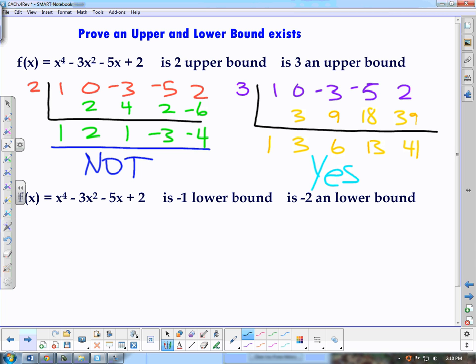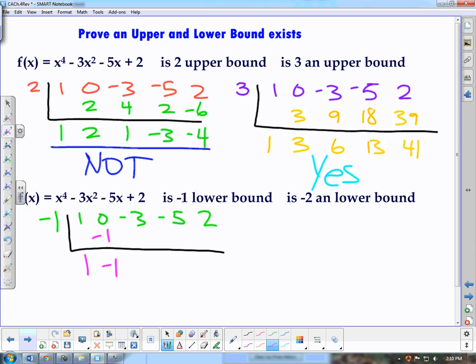Proving a lower bound, the value on the outside has to be a negative number. And in this case, we're trying a negative 1 first. And so when we go through this process, 1, negative 1, negative 1, 1, negative 2, 2, negative 3, 3, 5. That does not alternate between positives and negatives. So this is not a lower bound.